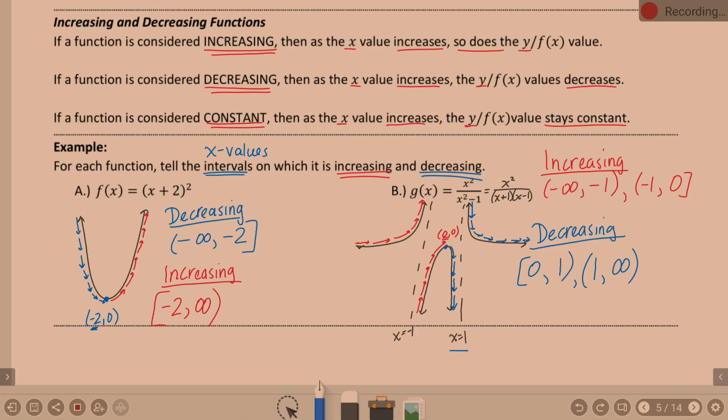Okay. It's increasing, decreasing. You'll see a little bit of each of these types of questions in homework, okay? So you'll want the calculator.